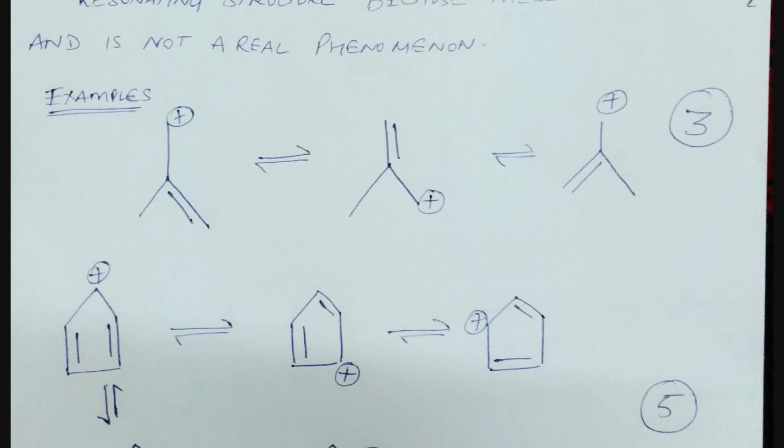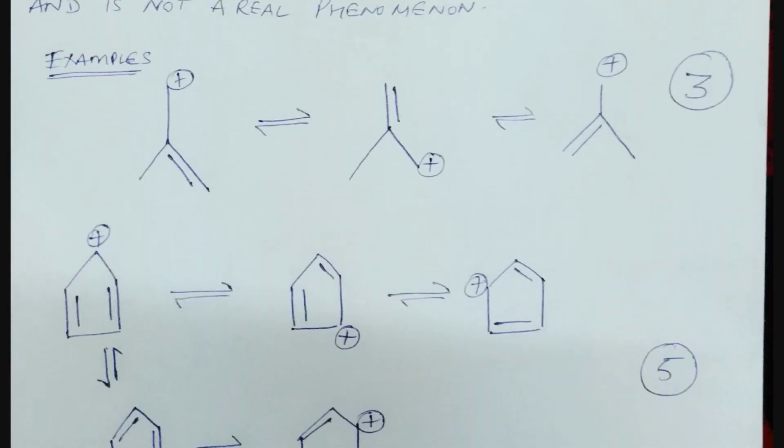Now let us come to some examples of resonance. Like we have a carbocation here. It is a carbocation, then a single bond, then there is a double bond, so it will shift here. This will become this structure, and this will again become this structure. So in total, we have three structures of this molecule.